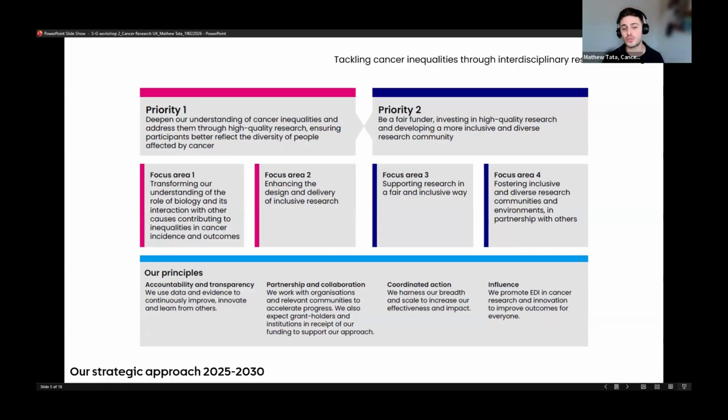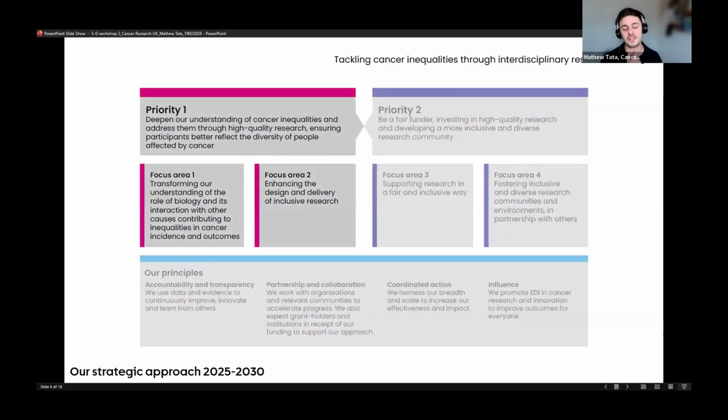The strategic approach also includes our second priority of acting as a fair funder. That's what you see in blue on the right-hand side, developing an inclusive and diverse research community. Although I won't be discussing this today in great detail, it's worth noting, as we'll probably cover later in the breakout sessions, that a diverse and inclusive research community is often empowered and motivated to address those aims that we see in priority 1. So obviously there's overlap and feedback between them.